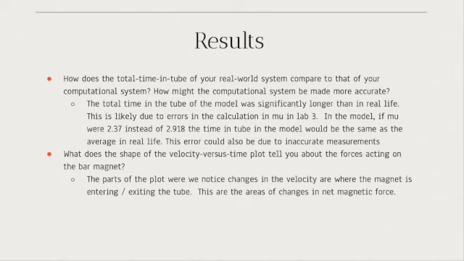Finally, what does the shape of the velocity versus time plot tell you about the forces acting on the bar magnet? So the parts of the plot where we notice changes in the velocity are where the magnet is entering or exiting the tube. These are the areas where there are changes in the net magnetic force.